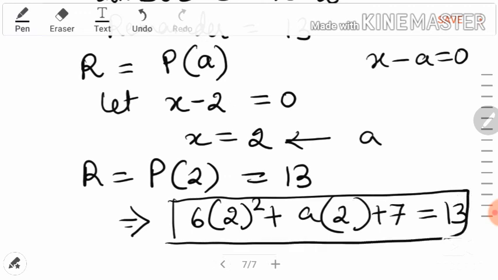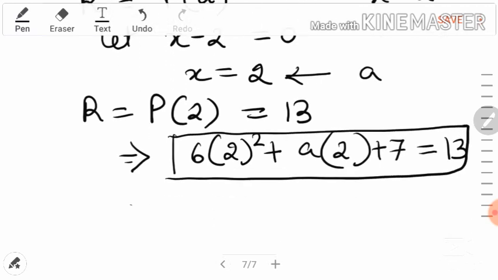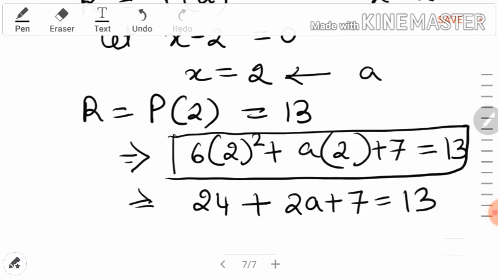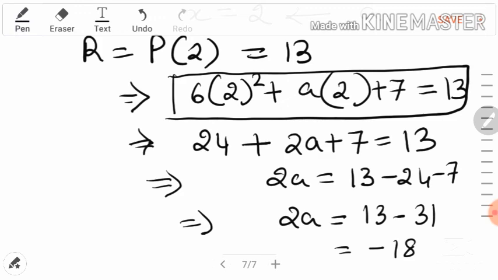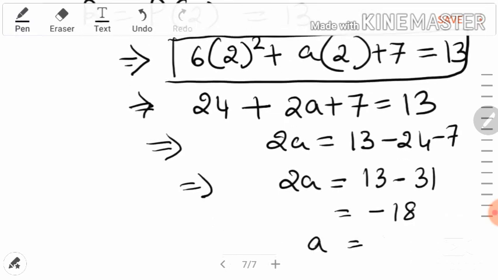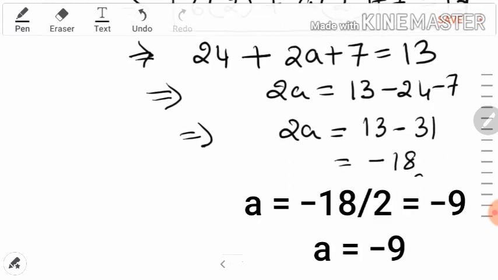So this gives us an equation. Solving this equation, we get 24 plus 2a plus 7 equal to 13. So 2a is equal to 13 minus 24 minus 7. 2a is equal to 13 minus 31, which is equal to minus 18. So a is equal to minus 18 on 2, that is equal to minus 9.